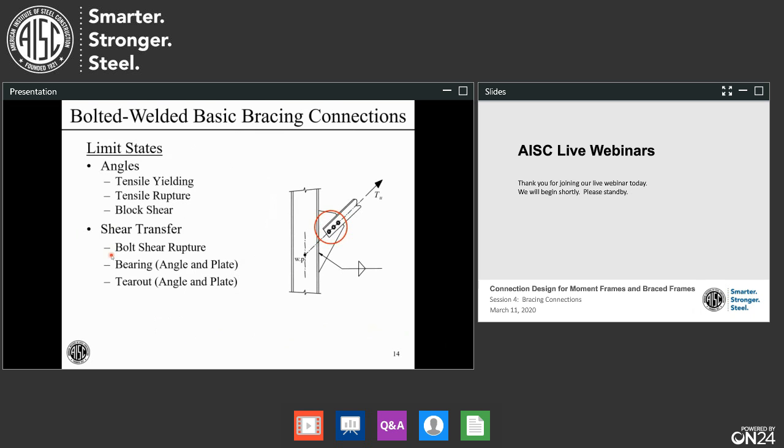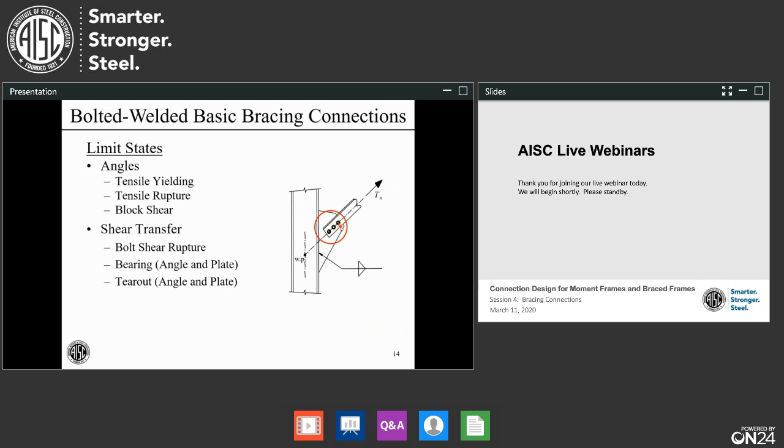The limit states for this connection: let's start at the brace side and trace the limit states over to the member side using our approach that we've described previously. Starting in the angle, we have angle tensile yielding in the gross section. Moving to this first row of bolts, we have angle tensile rupture on the effective net section, or the effective net area, and we have shear lag most likely happening here. Definitely with this case, and we often are going to have that. We have block shear. We have this little pattern coming out there, block shear.